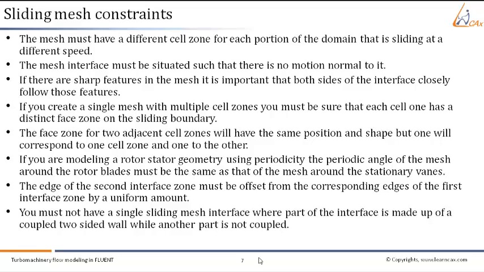You must not have a single sliding interface where part of the interface is made up of a coupled two-sided wall while the other part is not coupled. In such cases, you must break the interface into two interfaces, one that is a coupled interface and the other a standard fluid interface.